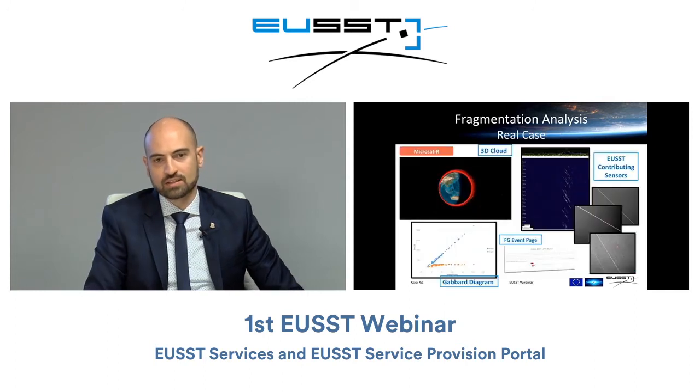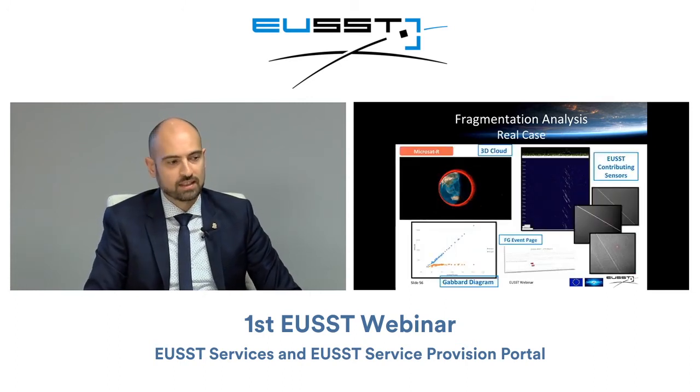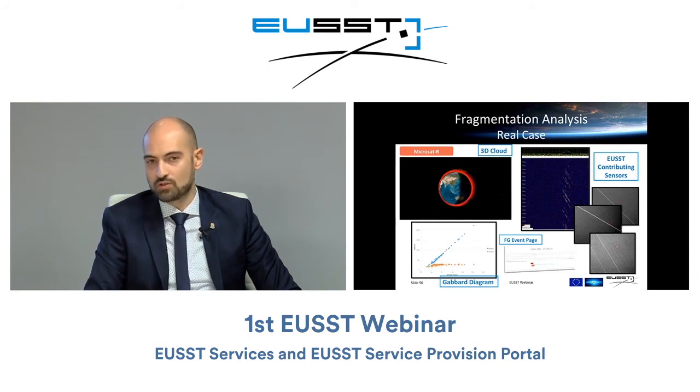As a real case, we are showing you the Microsat R that was an Indian ASAT that happened last March this year. And you can see some products that we are able to produce, like the Gabbard diagram, and also again a dedicated web page with more analysis and more details on the event. And also we are showing you some nice pictures of the cloud when it passed over, in this case, a bistatic radar, and also over some telescopes that were able to retrieve orbital information about the cloud.